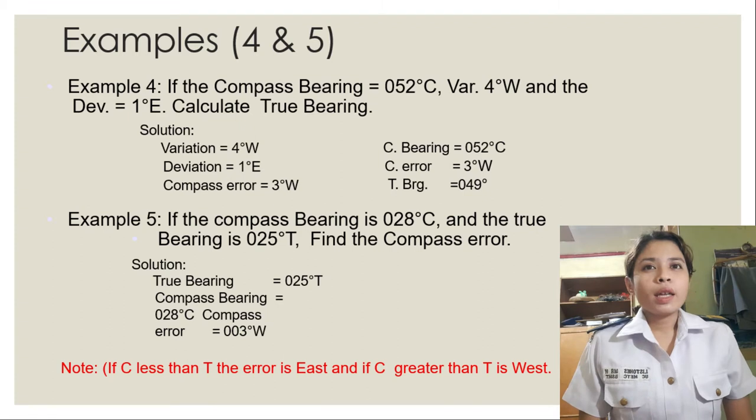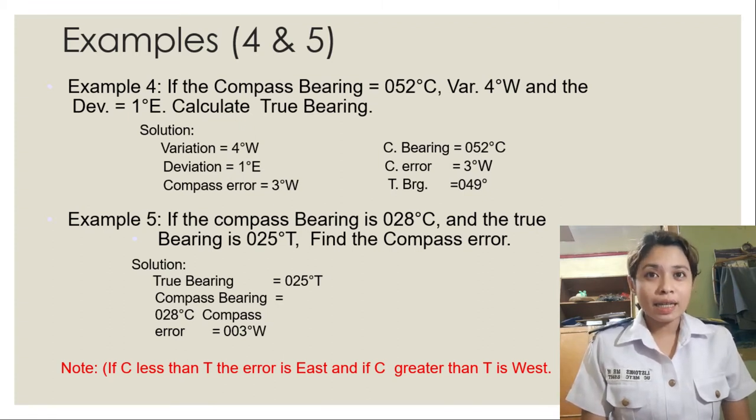Take note, if the compass bearing is less than the true bearing, the error is east. And if the compass bearing is greater than the true bearing, it is west. Look at example number 5. Compass bearing is 028 degrees, which is greater than the true bearing, which is 025 degrees true. So the compass error is west.